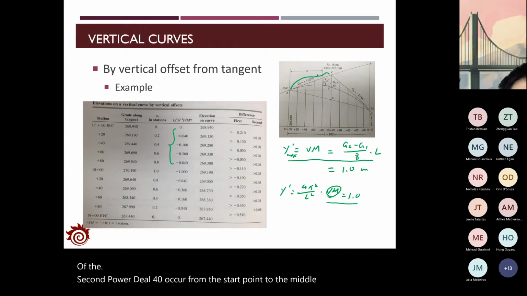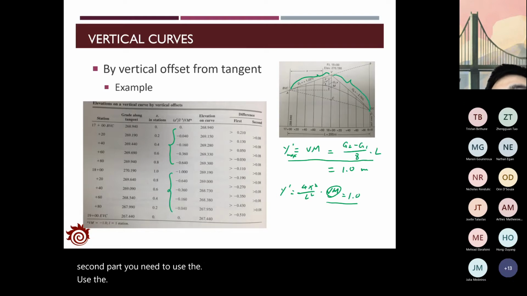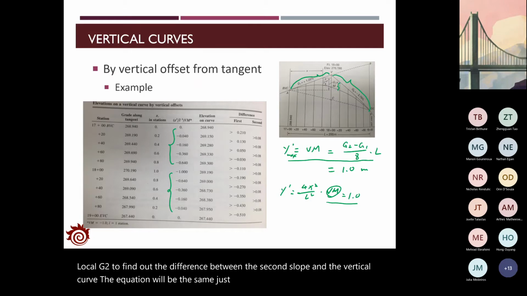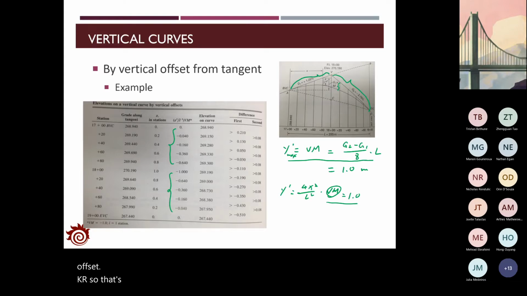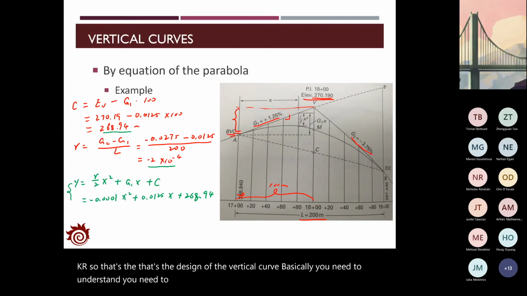For the second part, you have to use the slope of G2 to find out the difference between the second slope and the vertical curve. The equation will be the same. You just apply a different slope to calculate the offset. Okay, so that's the design of the vertical curve. Basically, you need to remember the equation of the parabola to find out the formula, the function of the elevation of the vertical curve with respect to the horizontal distance.